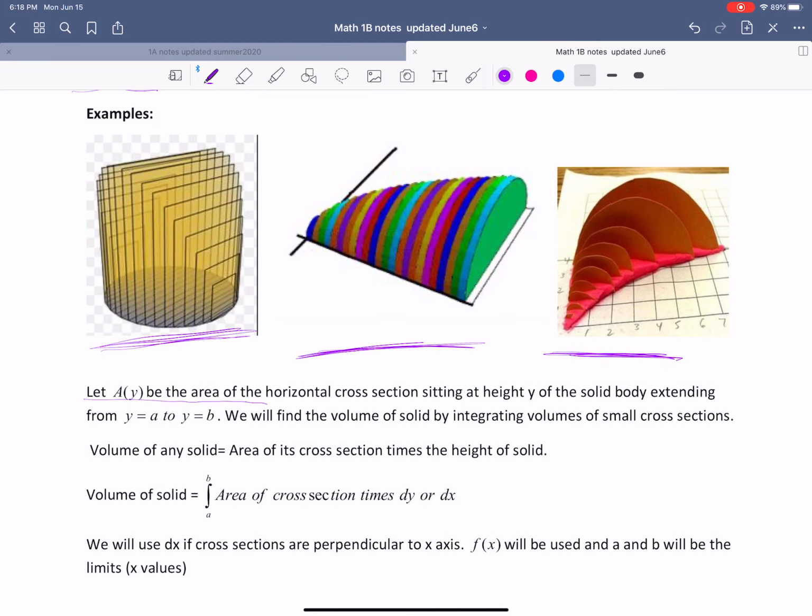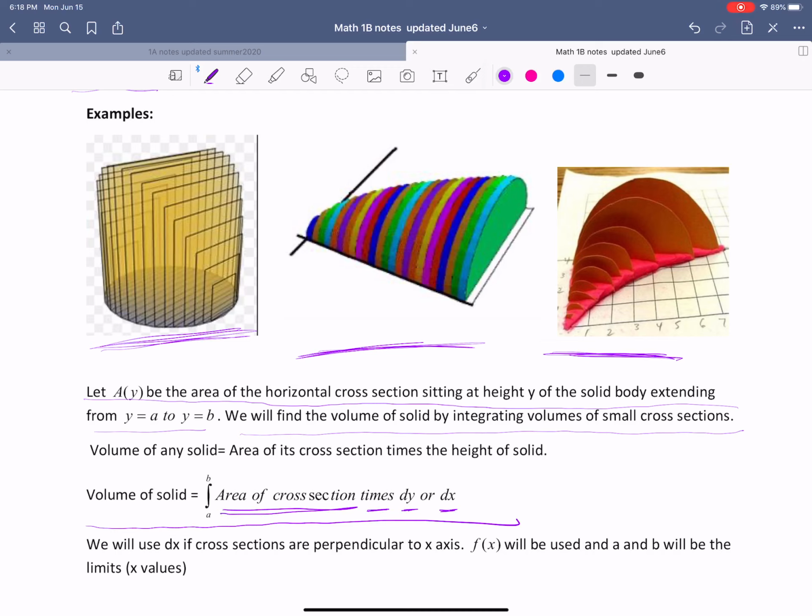Let A(y) be the area of horizontal cross section sitting at the height y of the solid body extending from y equals a to y equals b. We will find the volume of solid by integrating volumes of small cross sections. So our goal would be to find the volume of one slice and then integrate over the range of x values or the y values.